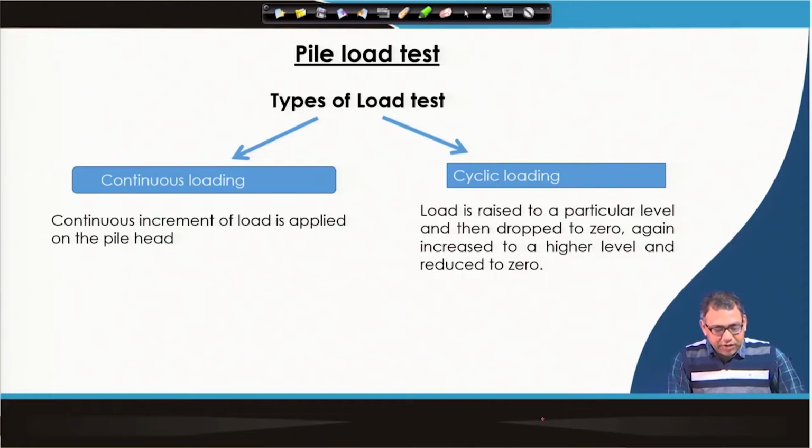Continuous loading means continuous increments of load are applied on the pile head. In cyclic loading, the load is raised up to a particular level, then dropped to 0, again increased to a higher level and reduced to 0, and so on. The purpose of cyclic loading is that by the cyclic pile load test we can determine the end resistance and the friction resistance separately.